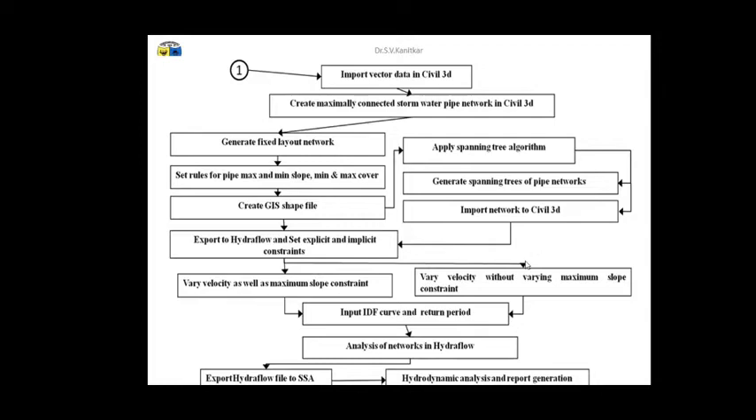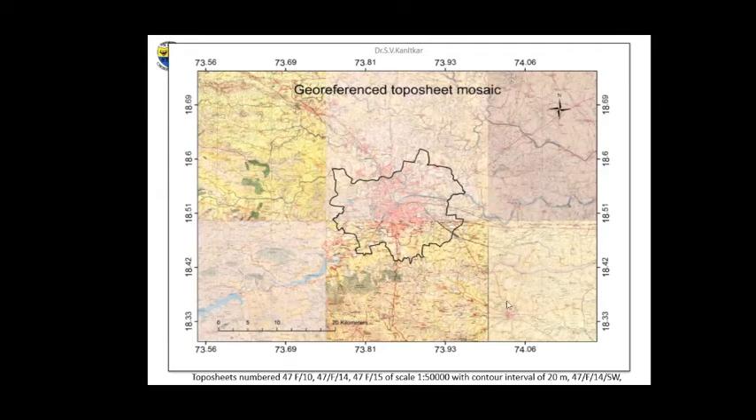Now let us go through some images as to what kind of data was used in such a project. So here you have this Pune region with the Pune Municipal Corporation boundary, and it shows different topo sheets numbering 47F10, 47F14, etc. of 1:50,000 scale, and the contour interval is 20 meters. While if you zoom in further, you have a contour of 1:25,000 with a contour interval of 10 meters.